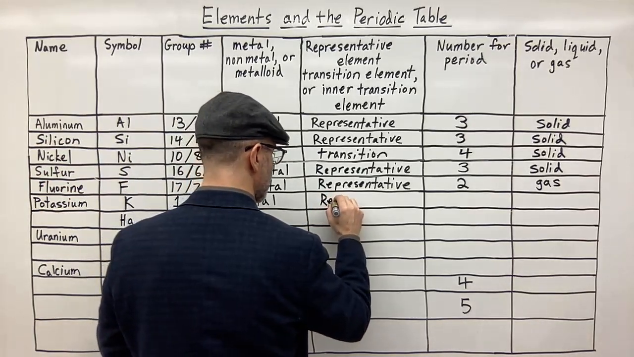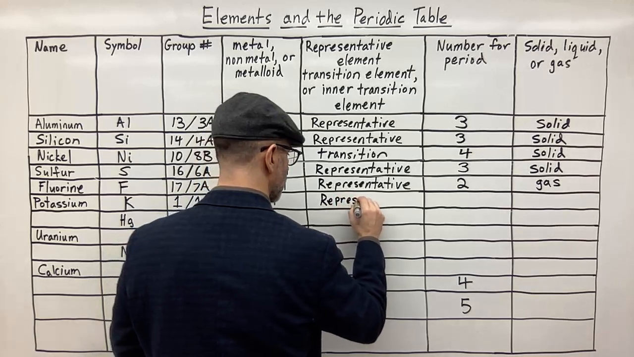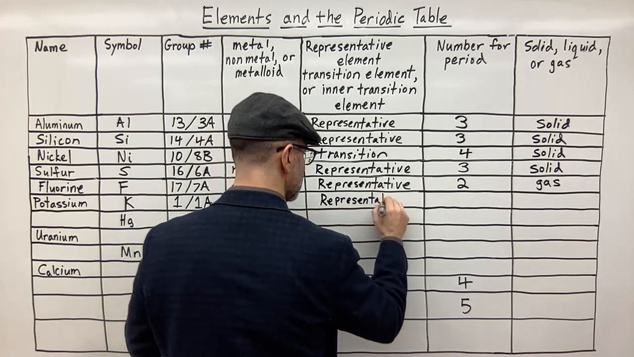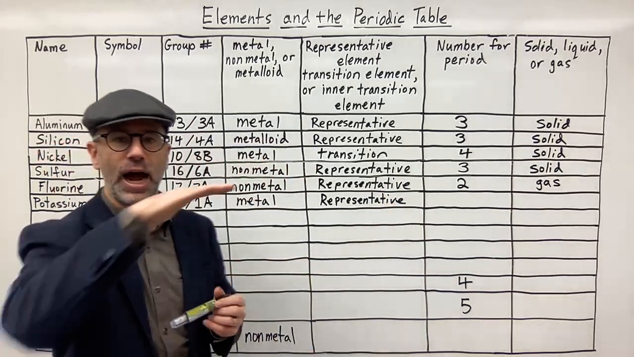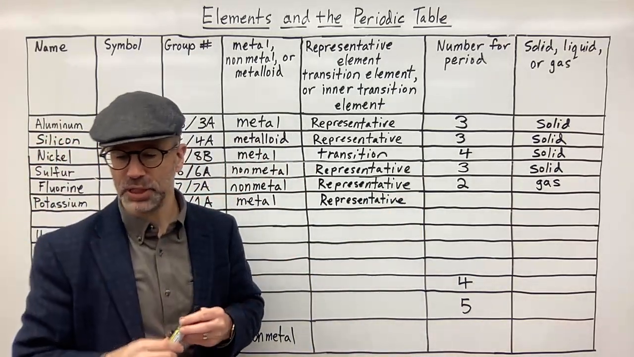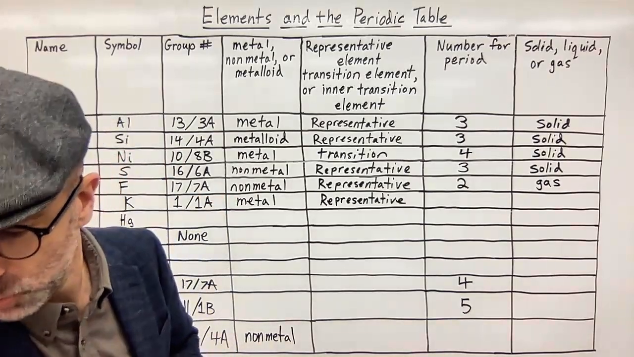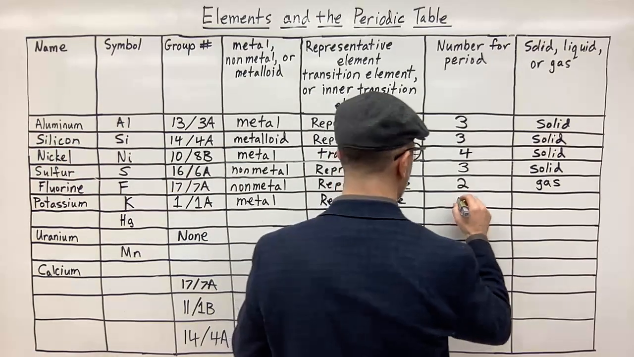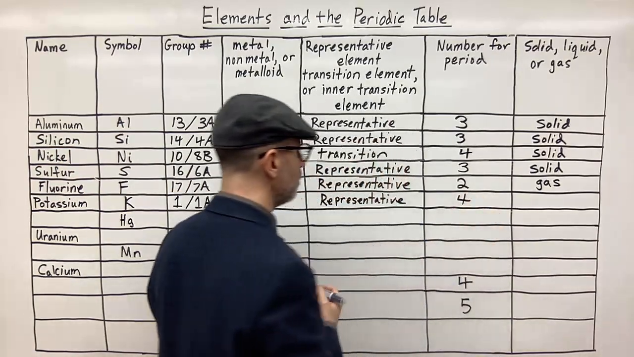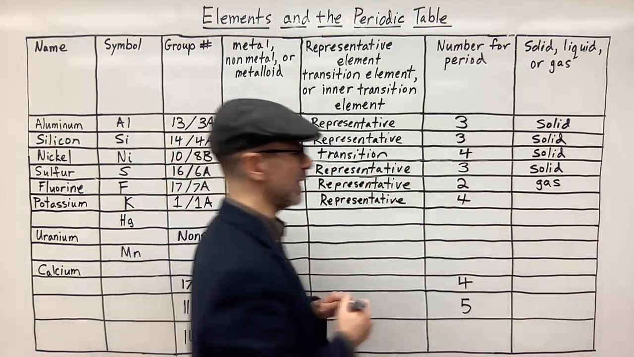So representative element. And if you find the row that it's in, that's going to be the period. So if you count 1, 2, 3, 4, it's in period 4, row 4. And because it's a metal, it's going to be a solid.